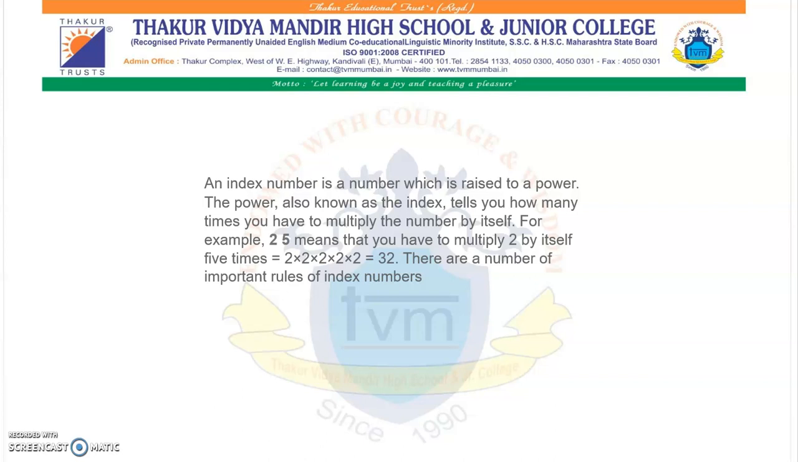Now let us define an index number. An index number is a number which is raised to a power. The power, also known as index, tells you how many times you have to multiply the number by itself. For example, 2 raised to 5 means that you have to multiply 2 by itself 5 times. There are a number of important rules for the index number. Let us see that.